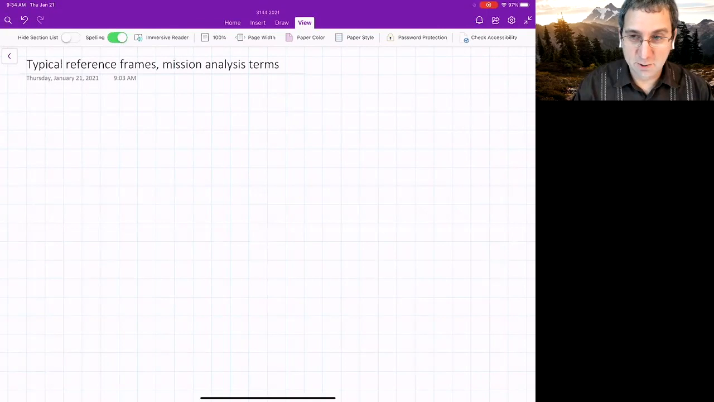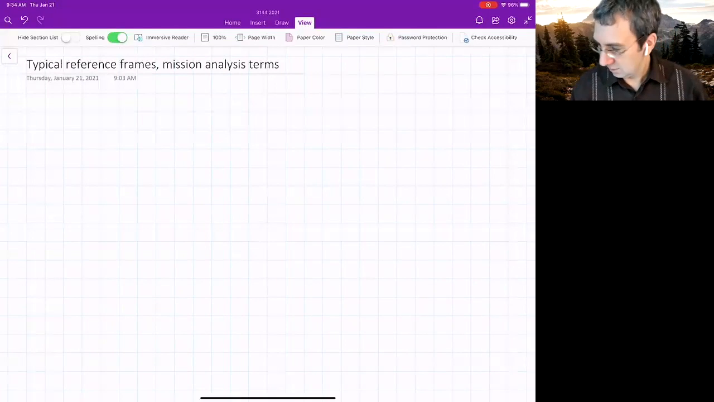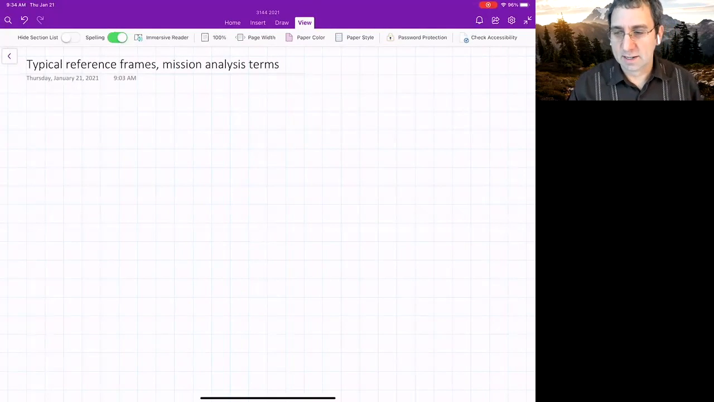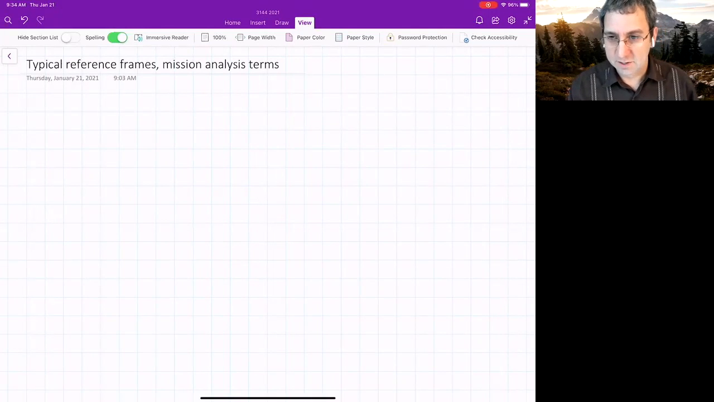So today we're going to talk about typical reference frames and some mission analysis terms. And that should be helpful because this sort of establishes some important things. One of the most important things related to satellite attitude dynamics is reference frames. It's one of the most fundamental things for studying attitude motion.